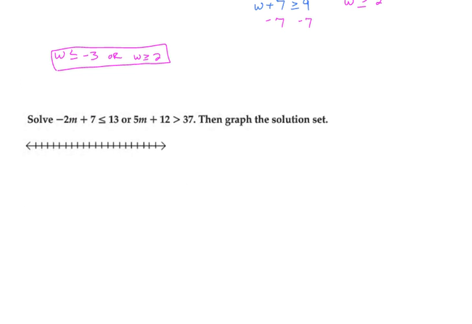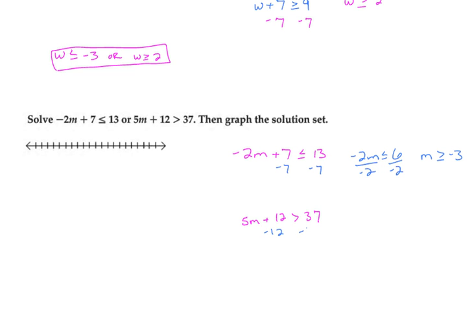This looks like it's a multi-step, but I think we can handle it. -2m plus 7, 5m plus 12. Okay, multi-step, we know that we're going to add or subtract first. Then multiply or divide. Noticing that since we're dealing with inequalities and I just divided by a negative, I'm going to have to flip that sign. So m greater than or equal to -3.